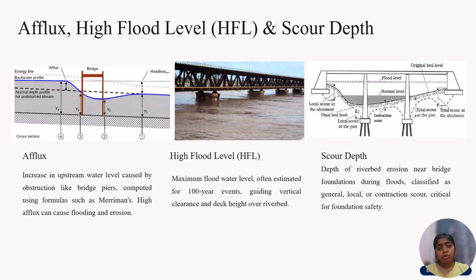After afflux, then comes the high flood level. What is meant by high flood level? The pillars where the bridge is situated, the level that the water can ultimately reach, not above the bridge. As we see in the rainy season, the water level increases and the bridges are overflooded. So this should not happen. This is known as high flood level.